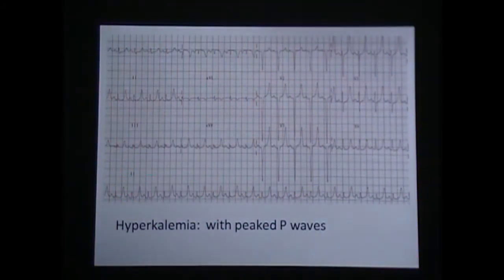Normally you're not going to see them dwarfing the QRS complex, but you can.